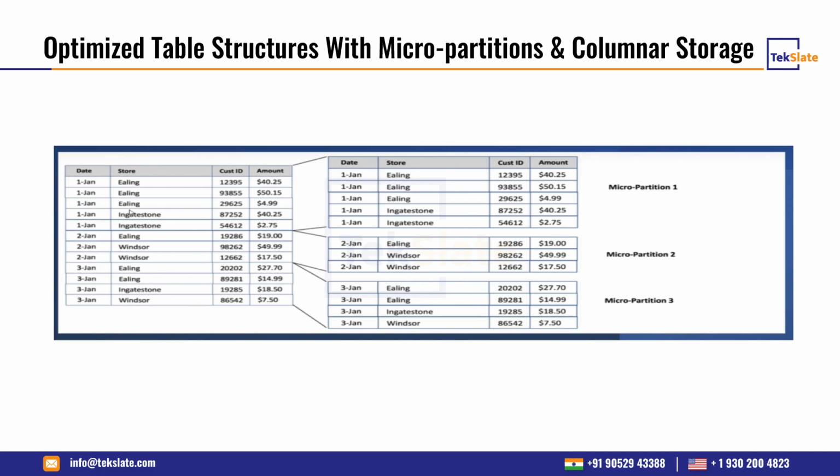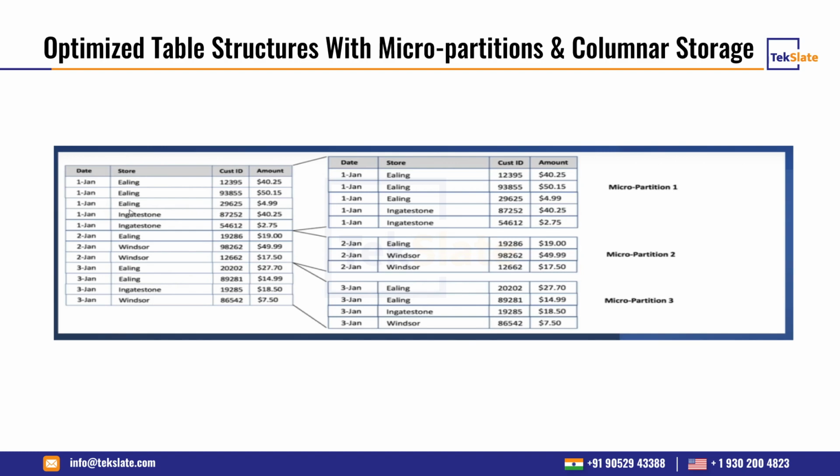Let me explain with an example. So here we have a table with multiple columns called date, store, customer ID, and amount. Now in the first micro partition, it will store the minimum and maximum value of that micro partition. So for example, for the amount column, it will store 4.99 as the minimum value and 40.25 as the maximum value. So this will help you in improving the performance.